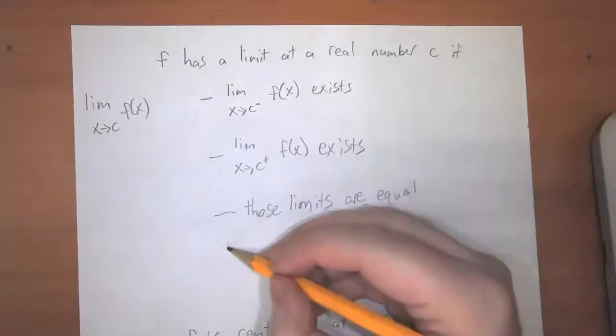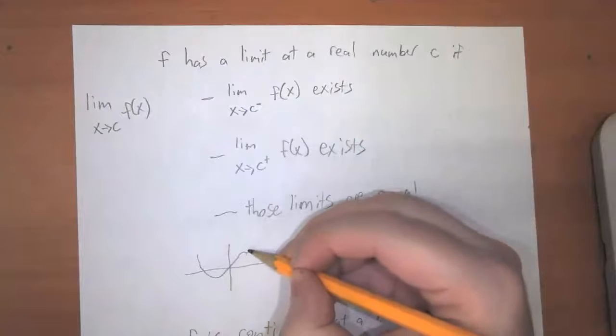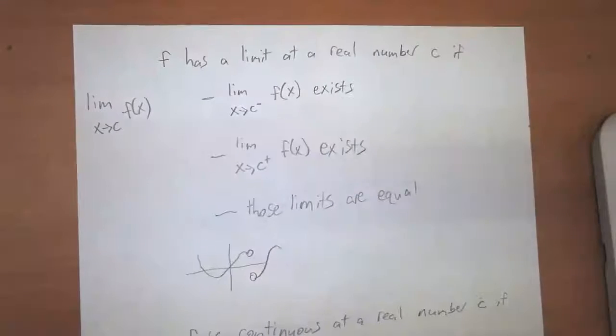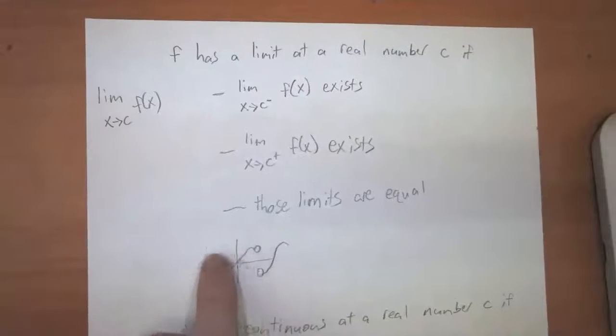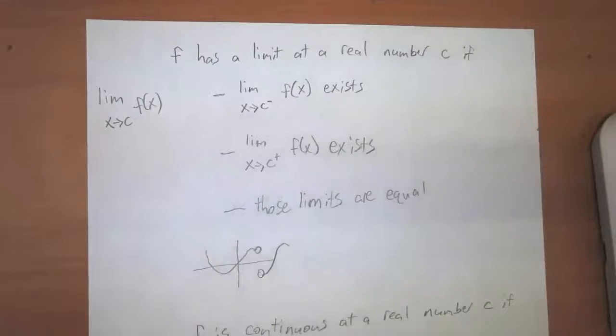We've been seeing that over and over again, so hopefully that doesn't come as a surprise to anybody. If we've got a function that looks like this, and this function comes and goes sort of like that, then this has a left-hand limit and a right-hand limit, but they're not the same. So that means that the limit doesn't exist.